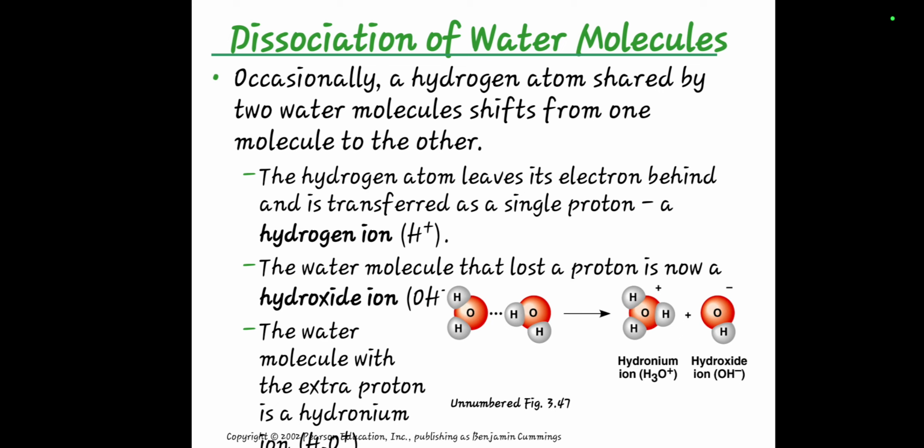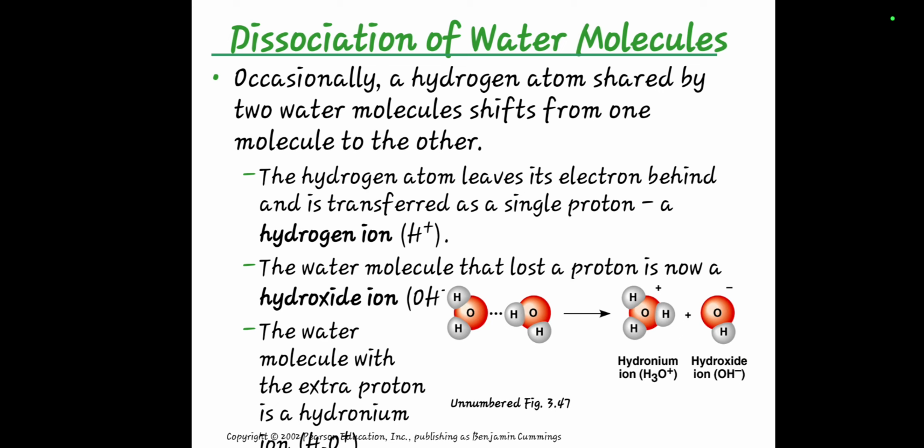If you gain a transferred proton, you gain a positive charge, while in losing a proton you will have a negative charge. Okay, so the water molecule with the extra proton is the hydronium ion, which forms H3O plus. So this explains the structure of how the transferring of a proton and the losing of a proton goes from hydrogen ion to hydroxide ion to hydronium ion.